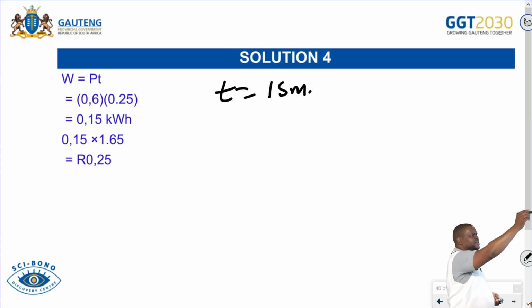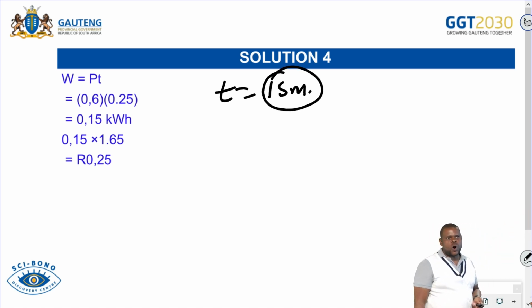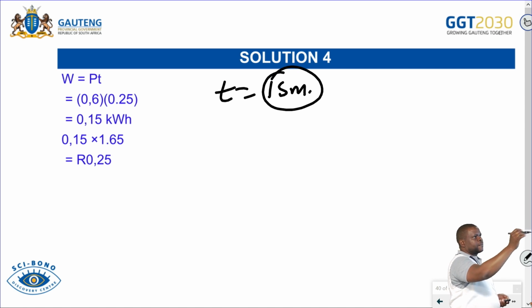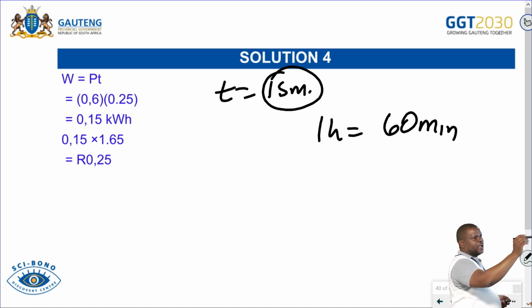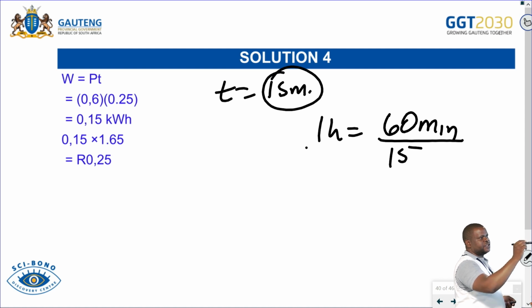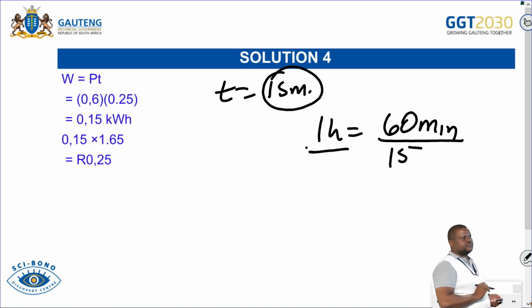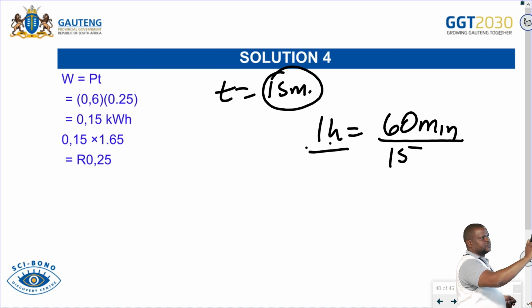That means when we convert these 15 minutes into hours, we say 1 hour is equal to 60 minutes, isn't it? Then 15 minutes goes four times into 1 hour. Can you see? So 1 hour, 60, we're going to divide by 15. Okay, let me just start from there.